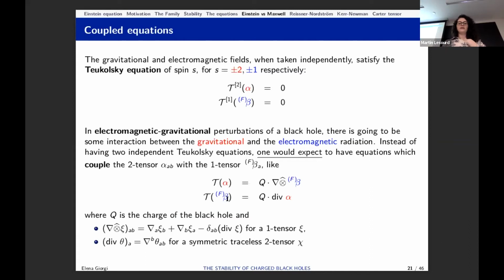And similarly, if you want an equation for a 1 tensor sourced by alpha, alpha is a 2 tensor, and to make it a 1 tensor, you can take the divergence, for example. So this is the kind of system that you expect to have with a q in front of it, because you know that if q is equal to 0, if you're in Schwarzschild, this should be 0. The Teukolsky equation should have 0 on the right hand side. Okay, so this is what you would expect.